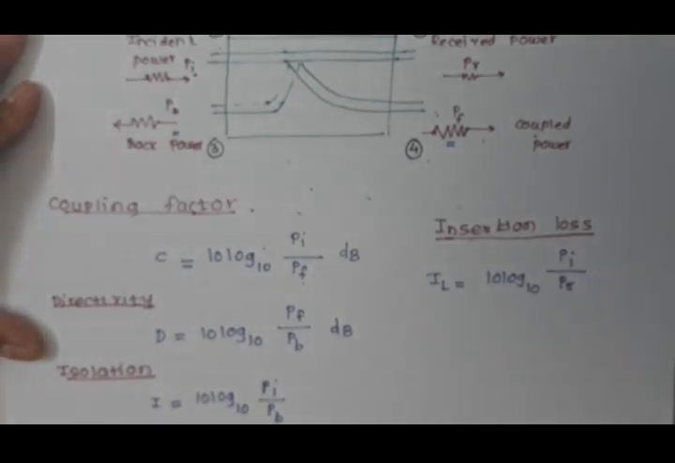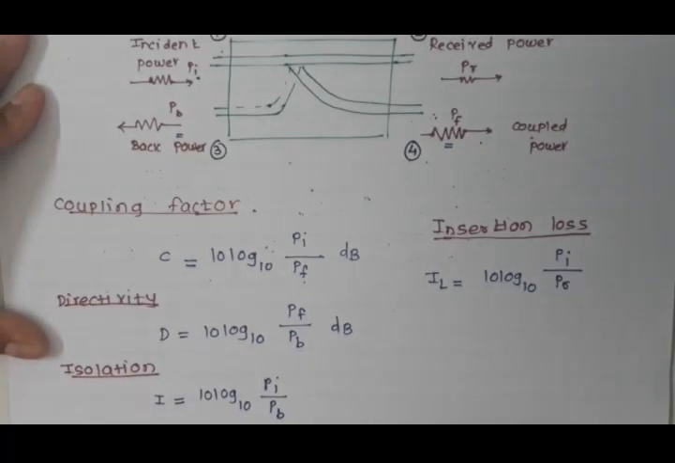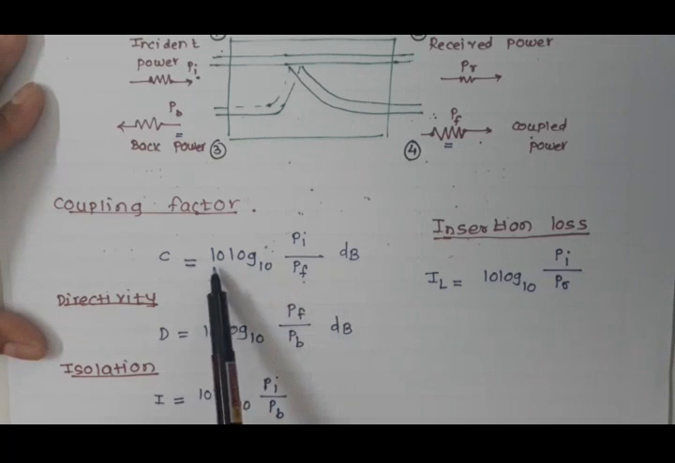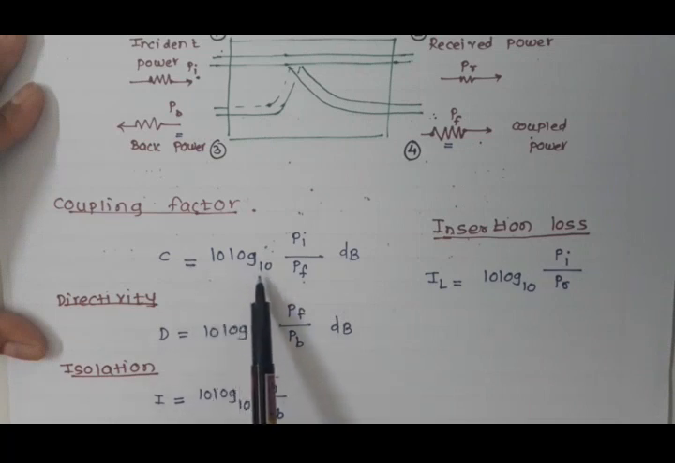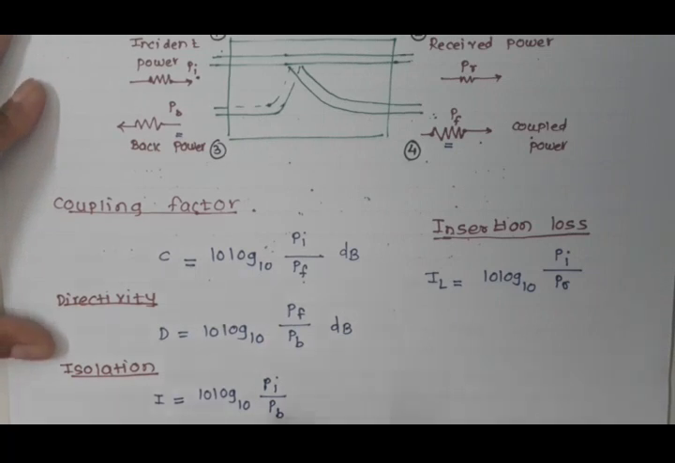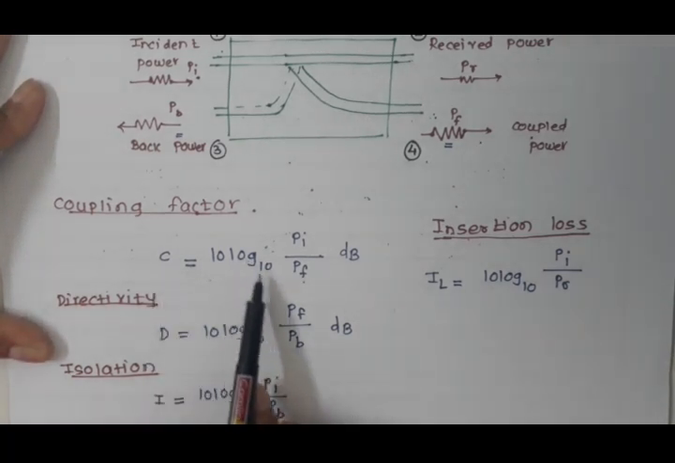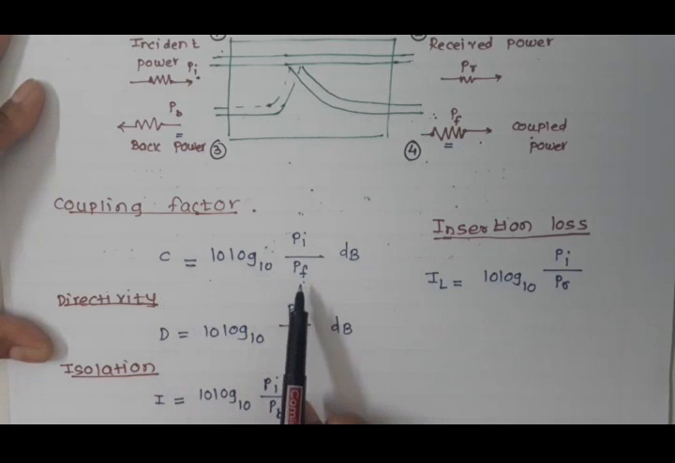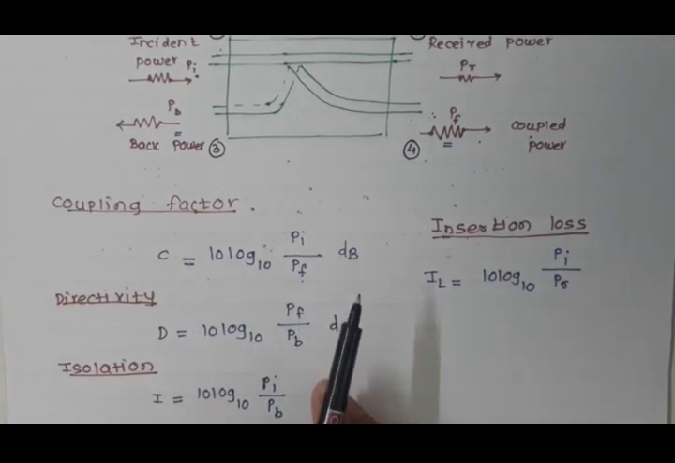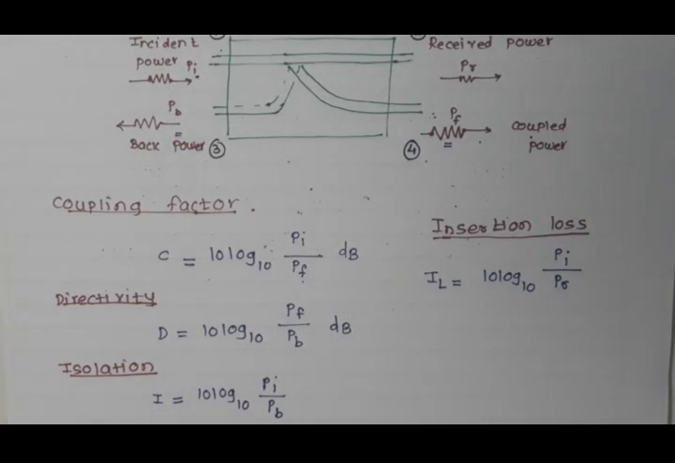So we'll see these four parameters while we are talking about the directional coupler. Now as we are talking in terms of power, we are taking 10 log to the base 10, but while calculating these things we are measuring in voltage. That's why this coupling factor will be 20 log to the base 10 of Vi by Vf and so on. So let us see how we are going to perform this experiment practically.